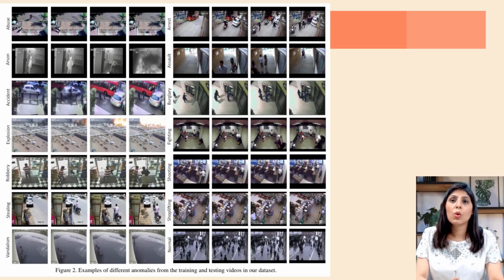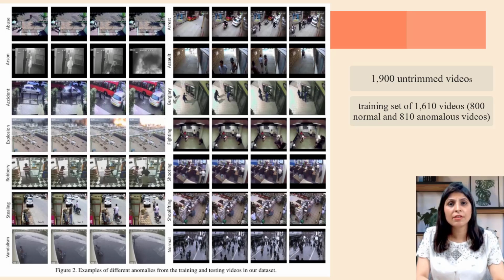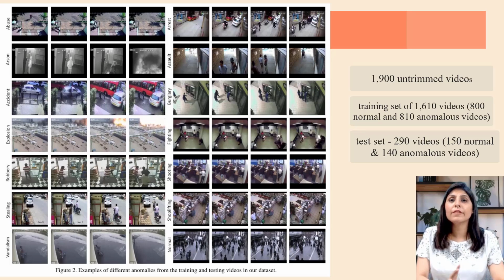This dataset consists of 1900 untrimmed videos obtained from real world surveillance cameras, and the dataset is divided into a training set of 1610 videos, where we have 800 normal videos and 810 anomalous videos with video level labels, and the test set has 290 videos, where 150 videos are normal and 140 are anomalous.